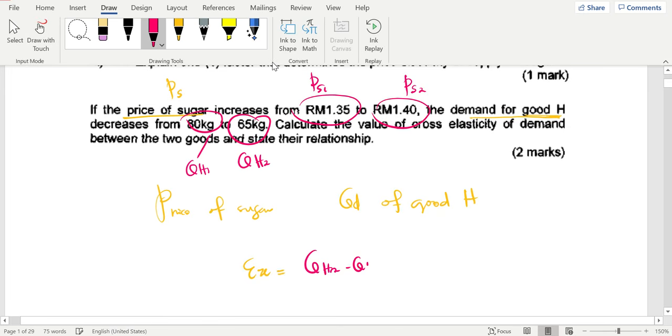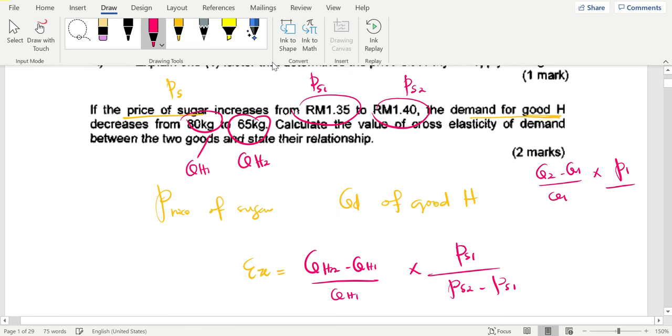So your formula, QH2 minus QH1 divided by QH1 times PS1, PS2 minus PS1. The normal formula Q2 minus Q1 divided by Q1 times P1, P2 minus P1, right? You just put in the alphabet. H, H, H. S, S, S. Only then does it differentiate from price elasticity of demand or price elasticity of supply. Cross elasticity is a must. So, can I put QA or PB? Cannot. You must follow the question there, or else you won't get the marks for the formula.